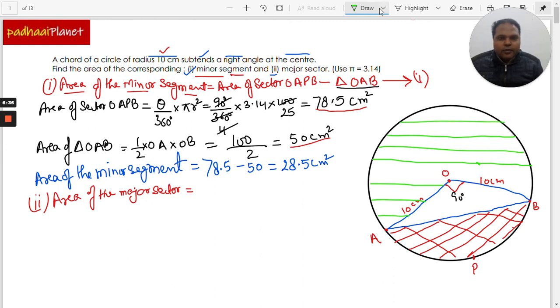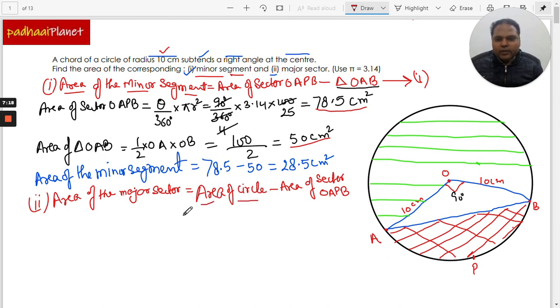Now this is going to be equal to the area of the circle minus the area of the sector OAPB, right? So we already have the value of the area of the sector OAPB, and that was this 78.5 centimeter square. All we need to do is find out the area of the circle.